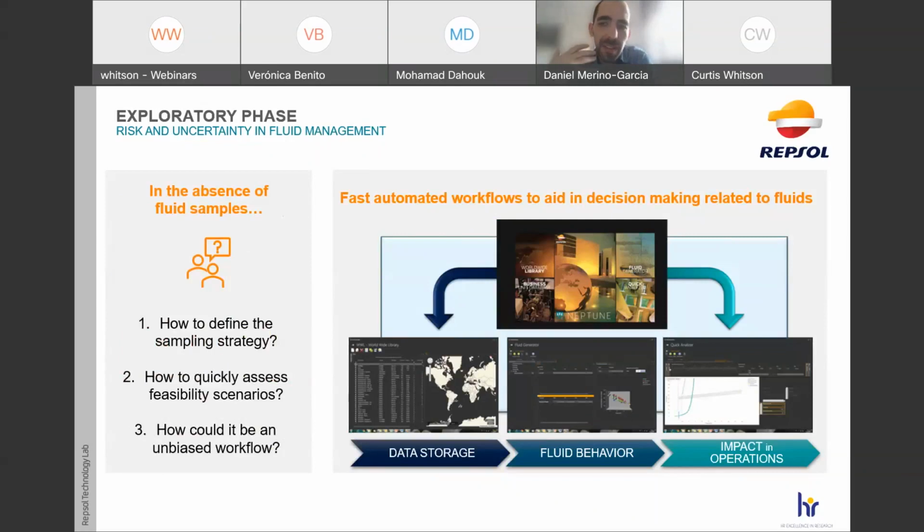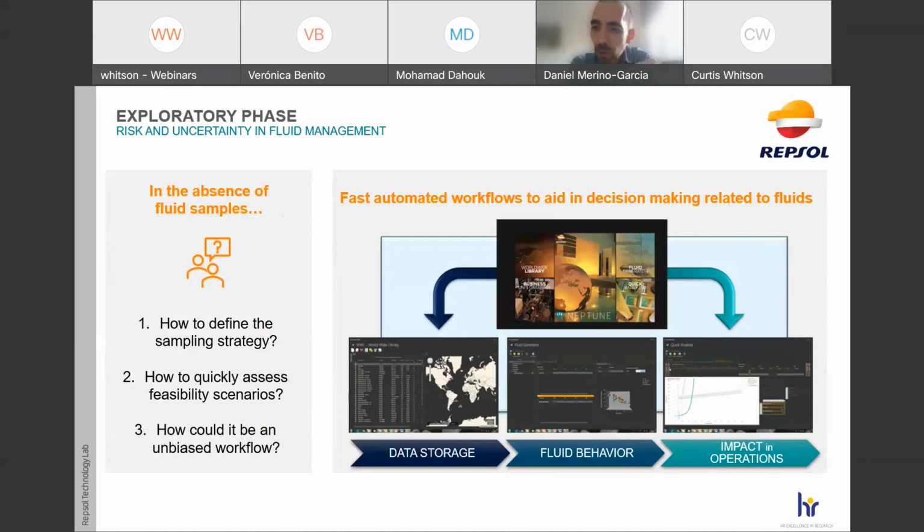Can we start assessing, let's say, field architectures that will be used later on to assess the commercial value of one prospect versus another, and maybe prioritize what you're going to be drilling first? And finally, how can you do this in an unbiased way, trying to minimize the impact of the interests of a person, or of a particular team inside of the organization?